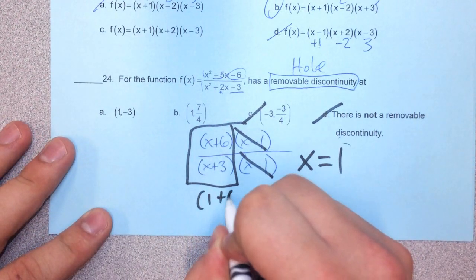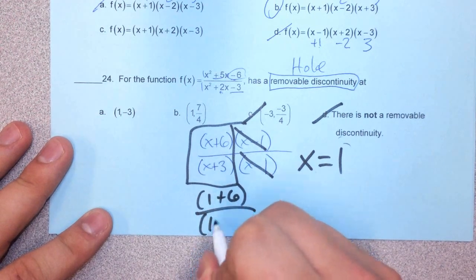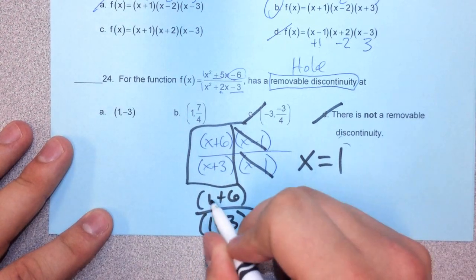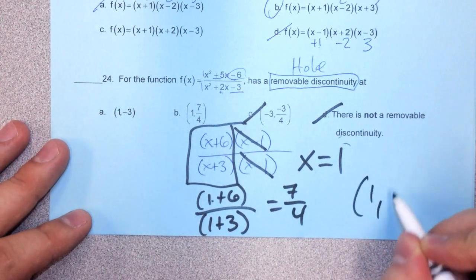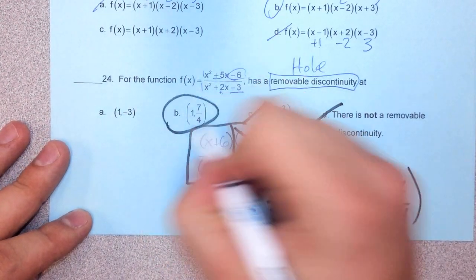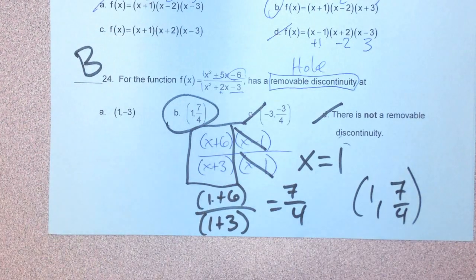So that would be 1 + 6 over 1 + 3, which is 7/4. So it's 1, 7/4. Whoop, bloop. There we go.